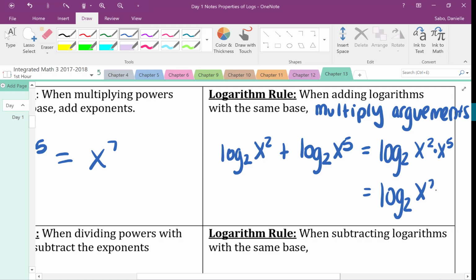We're going to multiply exponents. When we multiply exponential things, we add the exponents. So we're going to have x to the 7th. So you can see that we have the same answer, same argument here. Kind of cool how that works out when you're working with inverses.